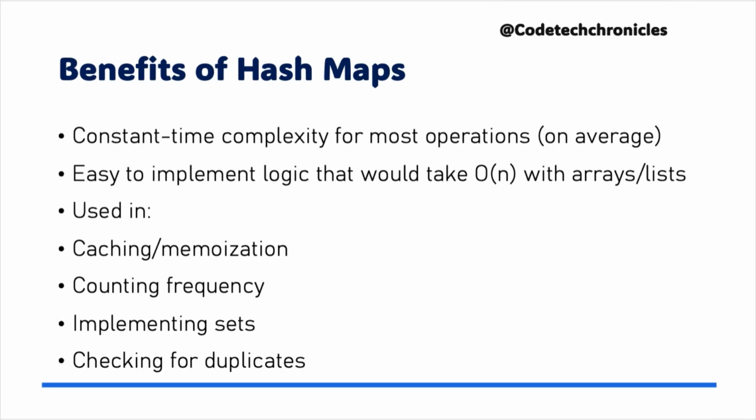Benefits of hash maps. Hash maps are loved because of their constant time operations for most use cases. They help you solve problems that would take O(n²) time in an array or list in just O(n) time. Where do we use them? Caching and memoization, counting frequencies, checking duplicates, implementing sets. Hash maps are your best friend in real-time performance optimization.